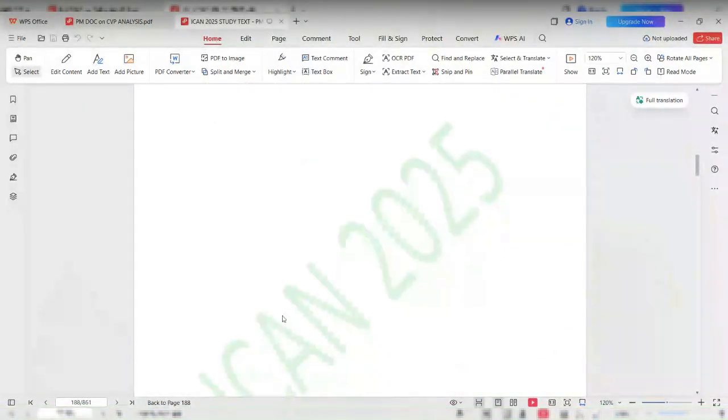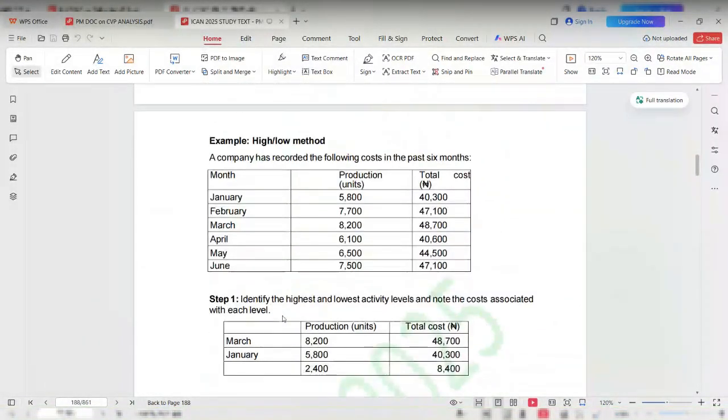Thank you so much for that. Okay, thank God. We even have a question here. Example, high and low method. You can see now we have 5,000. This is units. This is cost. So if you want to do this now, let us try to go to the question.